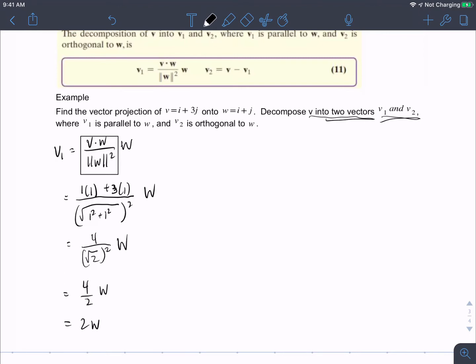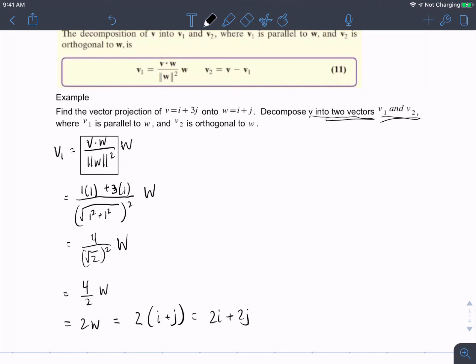And when we get 2w, what we're going to do is replace w with its components, which is i plus j. We see that the result is going to be 2i plus 2j. This is vector v1, and this is parallel to w.